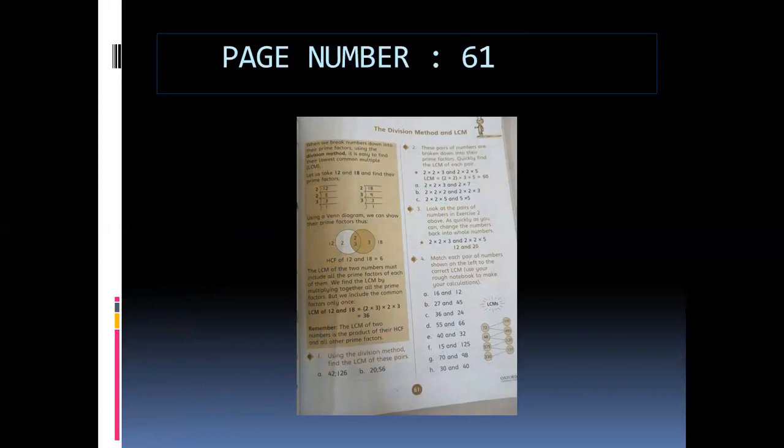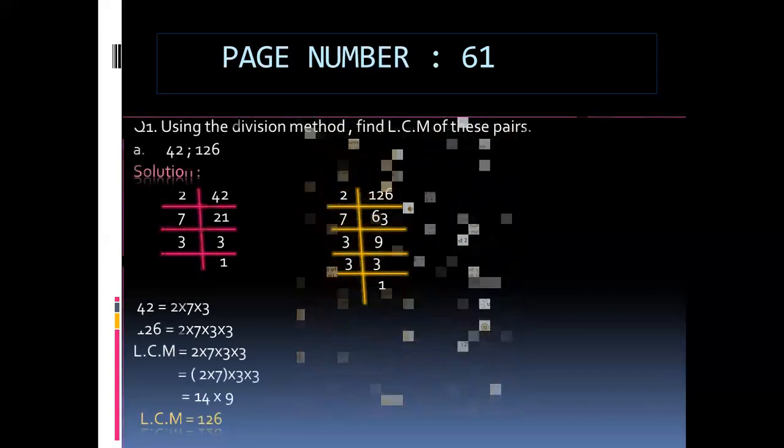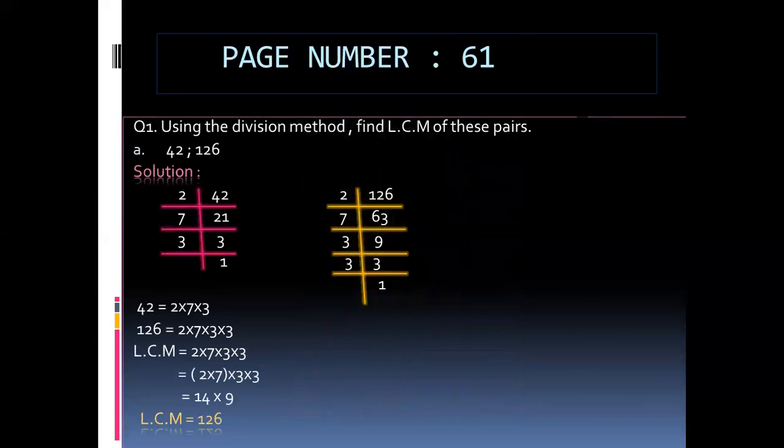We have page number 61. After 59, we have page number 61 in our scheme. On this page, 4 questions are there, and all the questions and all the parts are included in our scheme. Let's start from question 1. Using the division method, find the LCM of these pairs. 42 and 126. Division method is mentioned there.